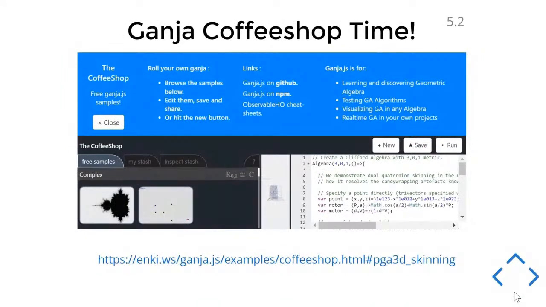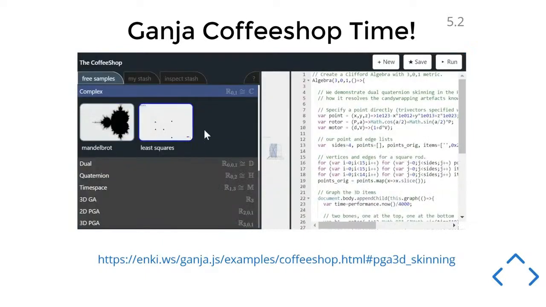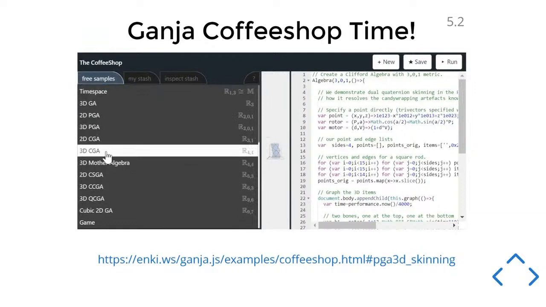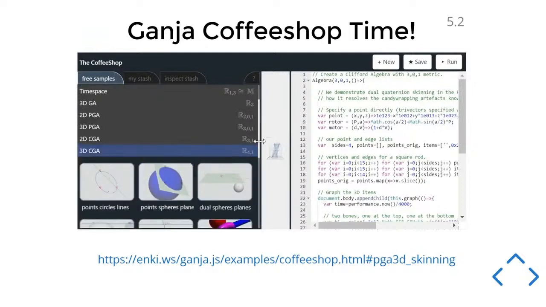Stephen has built quite a collection of things, which is called the Ganja Coffee Shop, in which things are available online. Here you see a link with quite a library of operations that you might want to do, that each have their own individual programs and things.